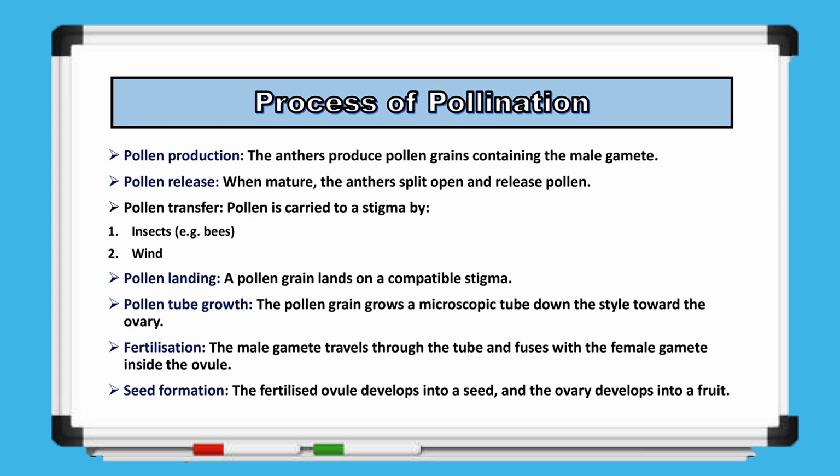The pollen grain then grows a tiny tube down the style toward the ovary. Through this pollen tube, the male gamete travels to the ovule. Fertilization occurs when the male gamete fuses with the female gamete inside the ovule. After fertilization, the ovule develops into a seed, and the ovary develops into a fruit.